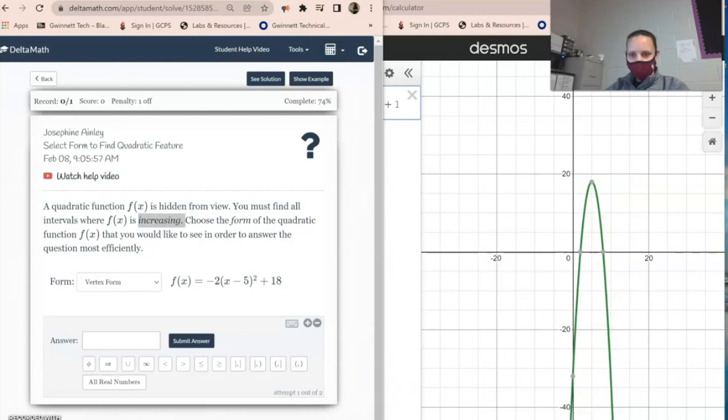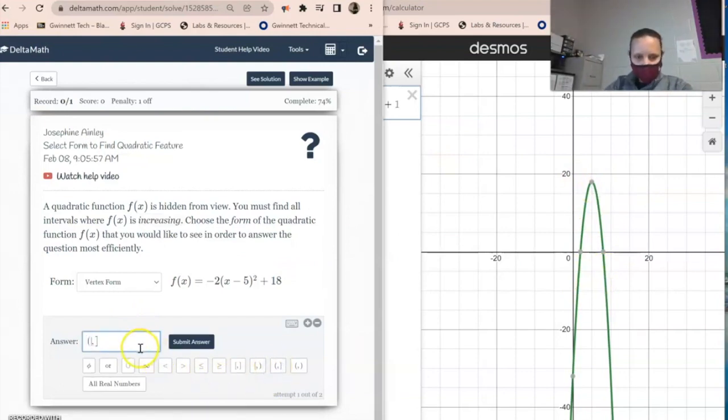So it's increasing from here all the way to there. And what's that number? It stops increasing here, right? And then all the way this way, it's increasing because it's coming from negative infinity. So this is from negative infinity, which is open because that's not a number, to whatever number this is here. If I zoom in on the vertex, which is 5, all the way to 5, it is increasing. So negative infinity to positive 5, open and then closed.